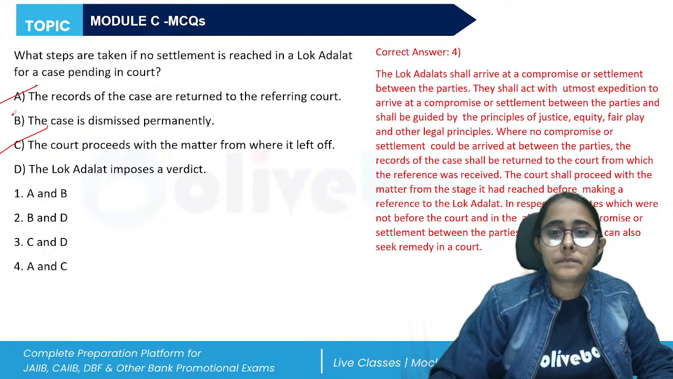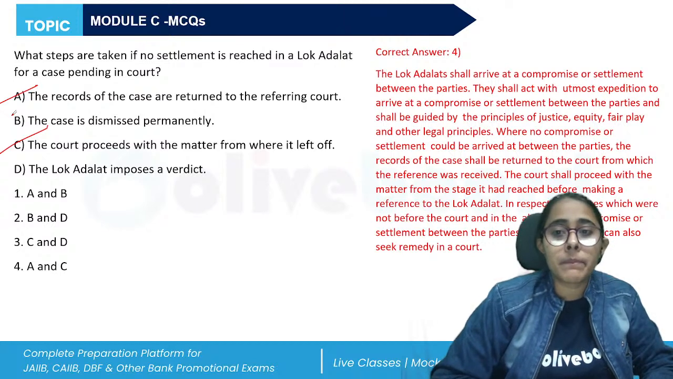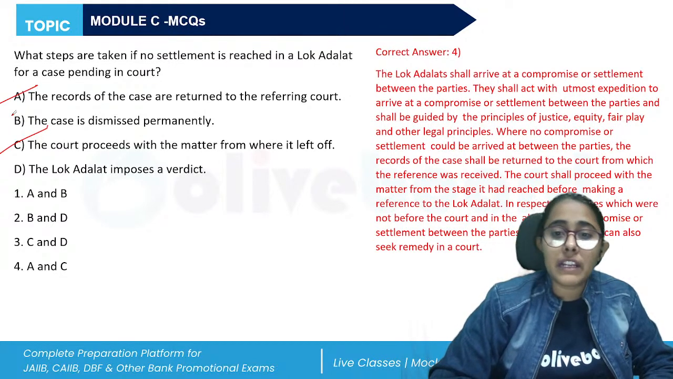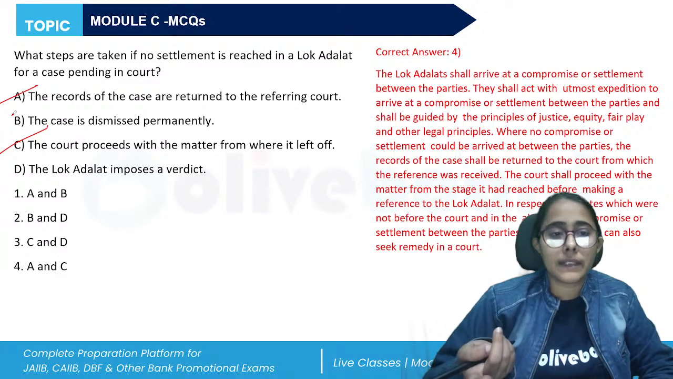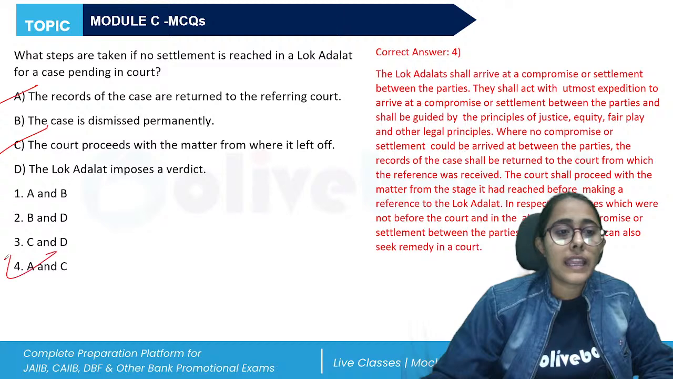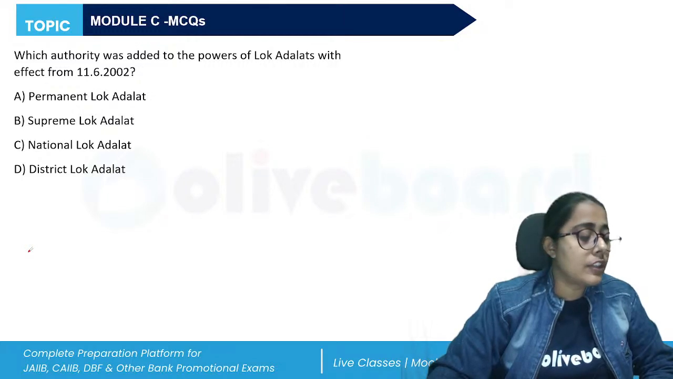So the Lok Adalat will try to arrive at a compromise or settlement by the principles of justice, equity and fair play. If, however, no compromise is arrived at, then it will be returned to the court, and the court will start from where it left. It will not start from the beginning. So the correct answer is option 4, A and C. Next, which authority was added to the powers of the Lok Adalats with effect from 11 June 2022?